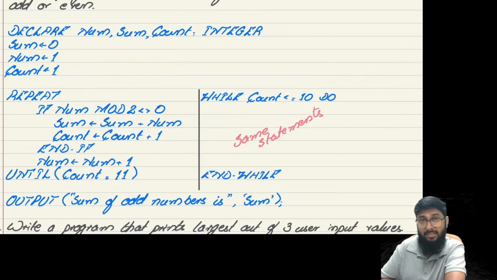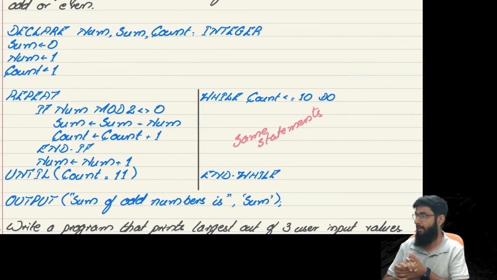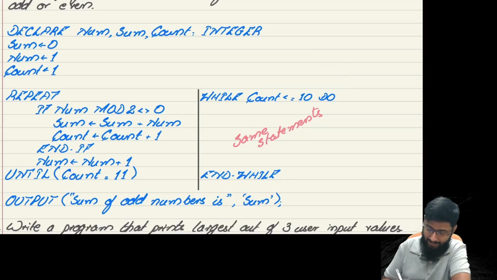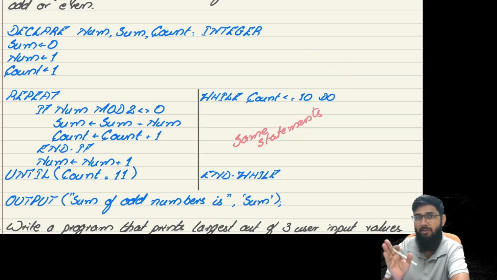So the post condition says repeat. What do I need to repeat? I need to repeat if num mod 2 is not equal to 0. Now what does that repeat say? It says if num mod 2 not equal to 0, that means the number is odd, because mod 2 equal to 0 means it is even, but mod 2 not equal to 0 means that it's an odd number.